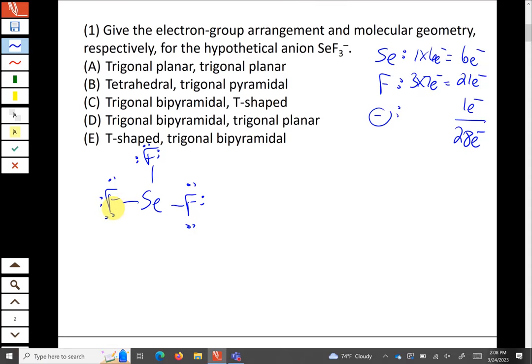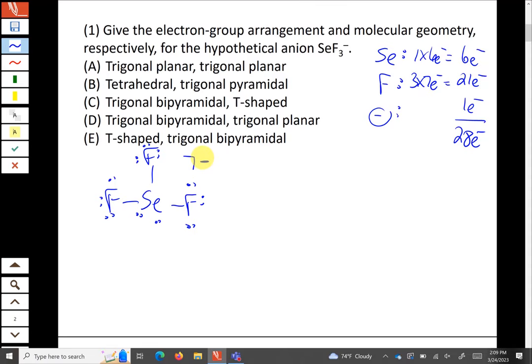That's going to be 24, because there's 3 complete octets. We have 28 total that we can use, and so we're going to put 4 more on the central atom as lone pairs, so 2 pairs on the central atom. So this whole thing is negatively charged, if we want to keep track of that. So that would be the Lewis structure.